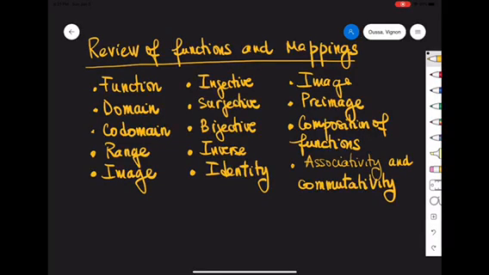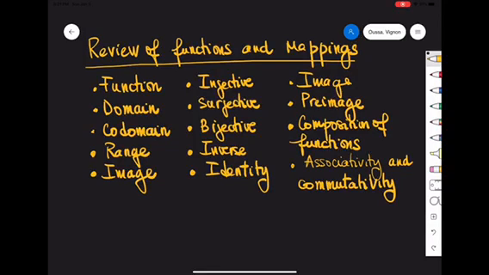Hello, in this video we will review the concept of functions and mapping. More precisely, we'll talk about a function, the domain of a function, the codomain of a function, the range and the image of a function. We'll talk about what it means for a function to be injective or one-to-one, or what it means for a function to be surjective or onto.